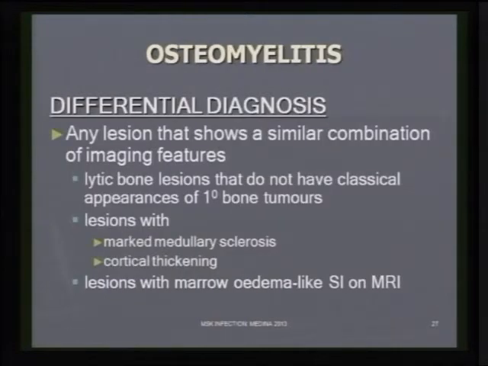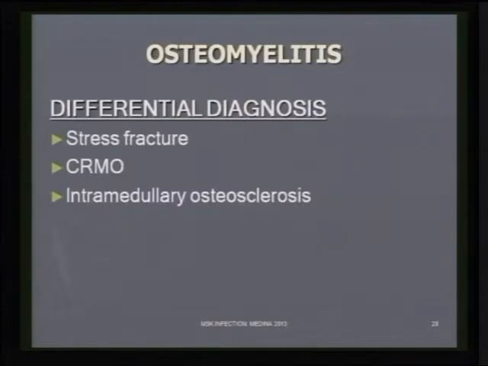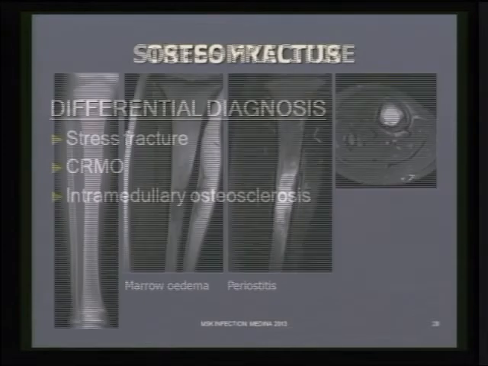As far as differential diagnosis is concerned, I think that any patient presenting with bone pain has a lytic lesion on plain film, or maybe medullary sclerosis on plain film, and shows marked medullary sclerosis or cortical thickening and edema on MRI. All of these features can be seen with conditions which are not infection, but may mimic low-grade infection within bone. There's three particular conditions that I just want to mention because the diagnosis can be made fairly satisfactorily based purely on imaging and save the patient any biopsy or antibiotic therapy.